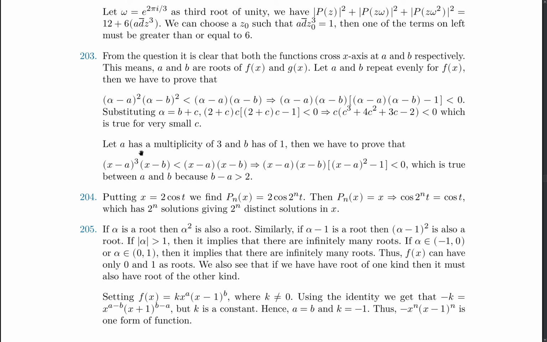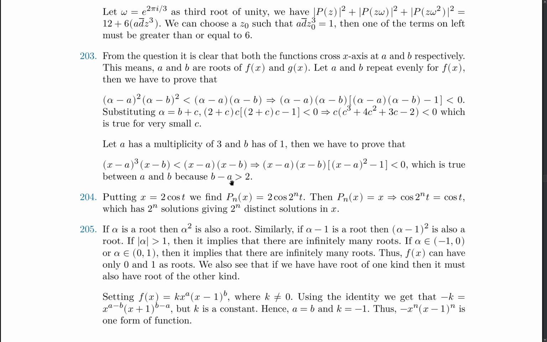Now we let a have multiplicity 3 and b have 1. Then we need to prove that (x minus a) whole cube into (x minus b) is less than or equal to (x minus a) into (x minus b). And we proceed in a similar fashion, and we find that this is true because b minus a is greater than 2. Okay. Let's move on to the next problem.